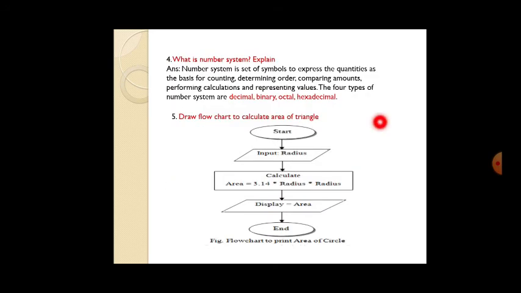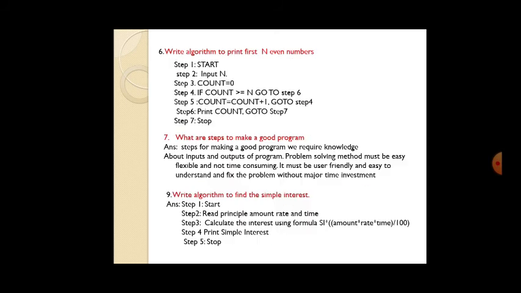So, what is number system? Explain. I have given it here. Draw the flowchart to calculate the area of a circle. We are going to start with the oval box. Then we are going to give the input radius. Then calculate area is equal to 3.14 star radius star radius, that is pi r square, 3.14 r into r. Then you are going to display the area. Then you are going to end it. You can write stop also or end.